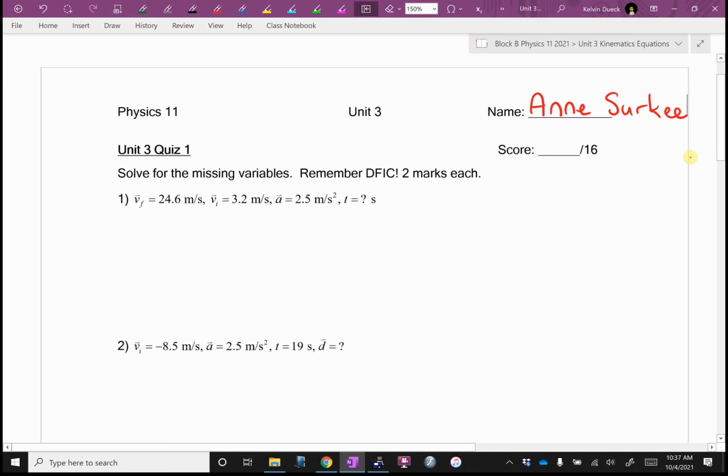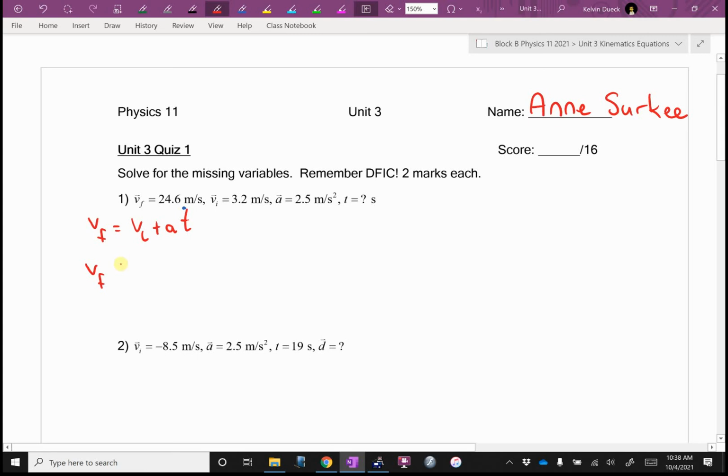Okay. First thing you have to be able to do is figure out which equation we're trying to find. The equation I'm going to use in number one is this one, VF equals VI plus AT. And then I'm going to get the T by itself. How would I get the T by itself? Well, the T is right there. I guess the VF would just drop down like a domino. Then what?